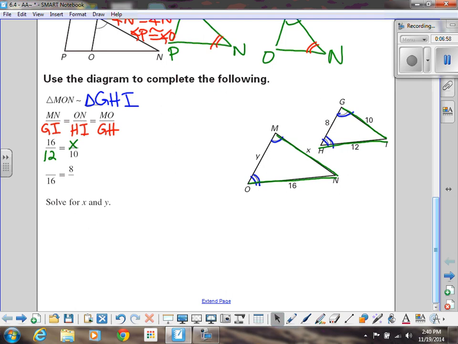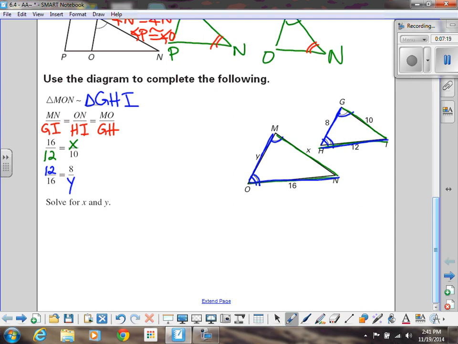And then I also need to look at this second set of proportions. Again, I'm looking at side 16, and we just said that that corresponds to the 12. And then now I'm looking at the side 8. Side 8 corresponds to side Y. So I'm going to put that there. And now we need to solve.